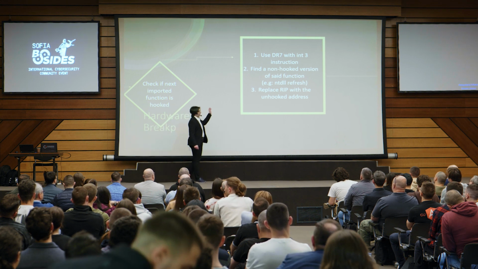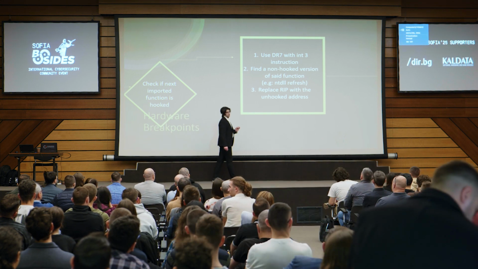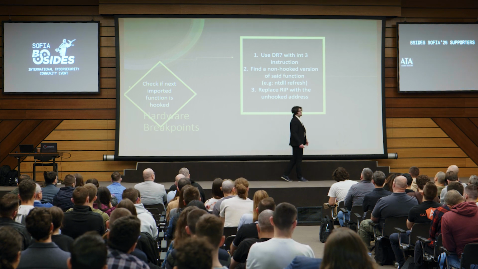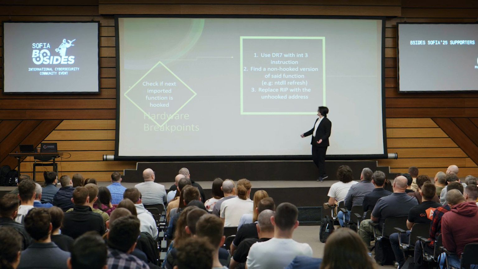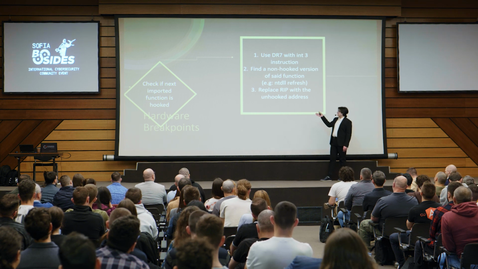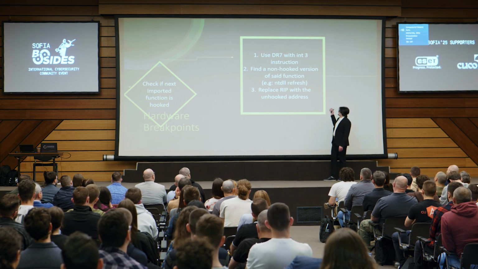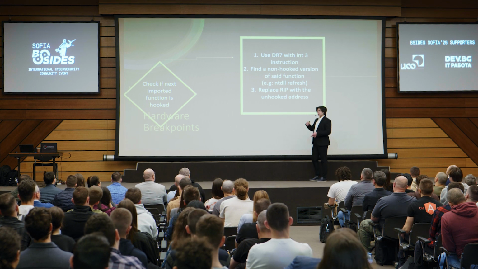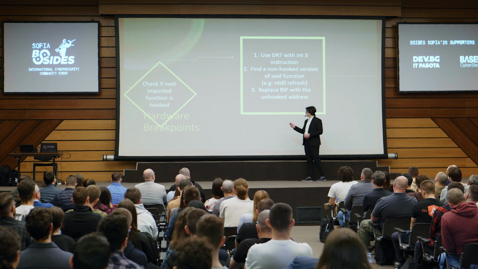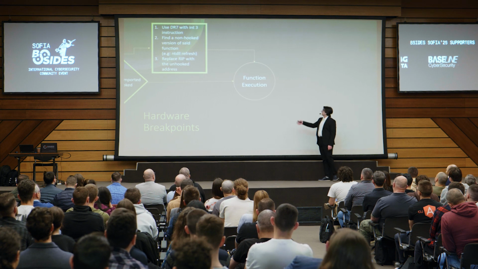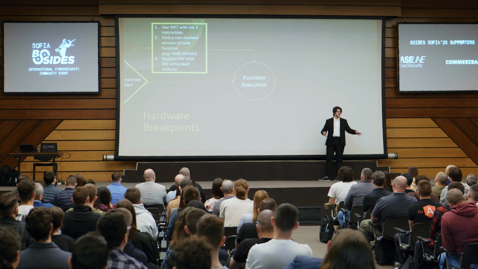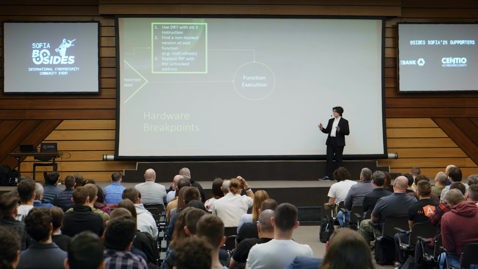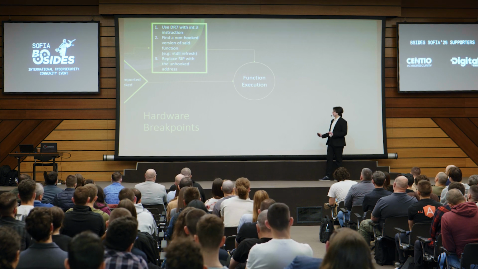Then we're going to find an unhooked version of the NTDLL DLL, for example, with DLL refresh or any other technique that we want to use. And finally, we're going to replace RIP, the instruction pointer, with the address of the unhooked function from the new NTDLL. And finally, we have function execution as intended.